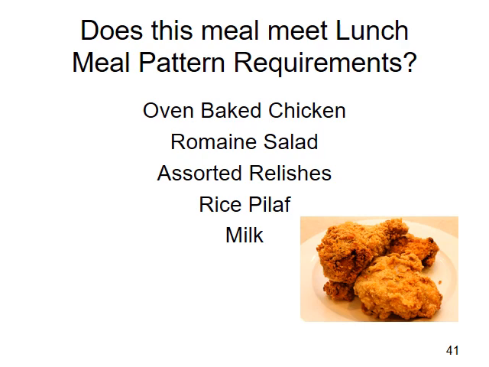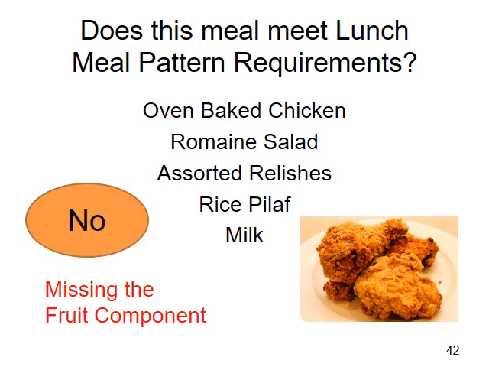Does this meal have all the required components? Oven-baked chicken, romaine salad, assorted relishes, rice pilaf, and milk. No. This menu is missing fruit. We could add a couple of fruit choices. Students like to make choices, and the 9 through 12 student needs to be offered 1 cup of fruit. So by offering some choices, we would make this a reimbursable meal.